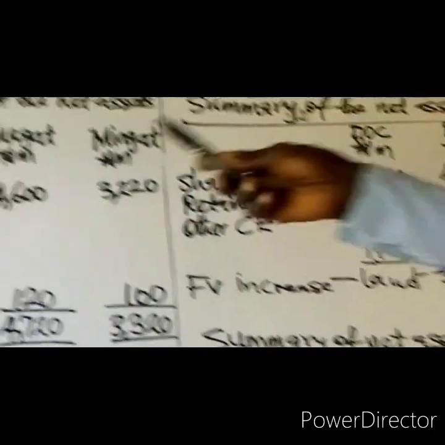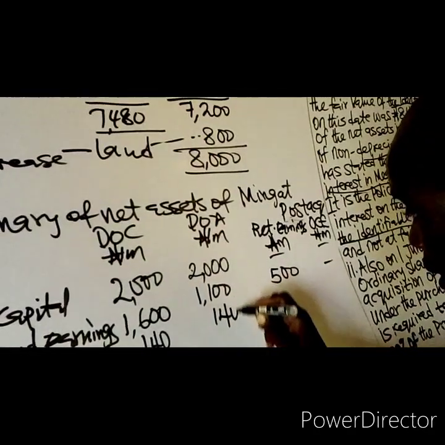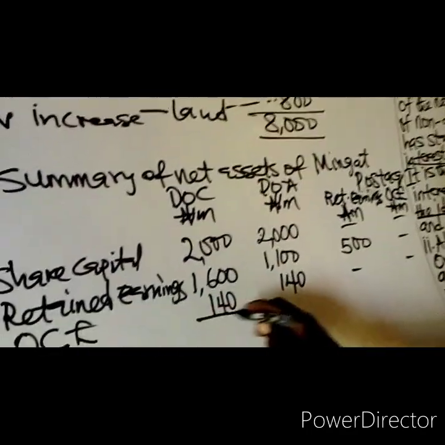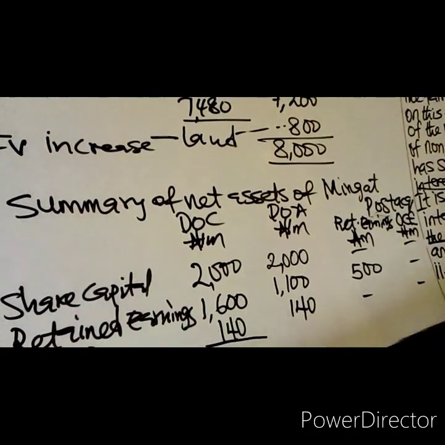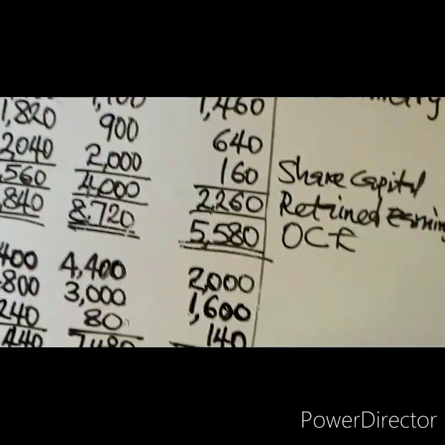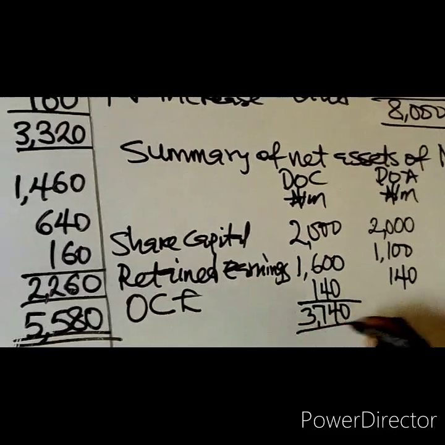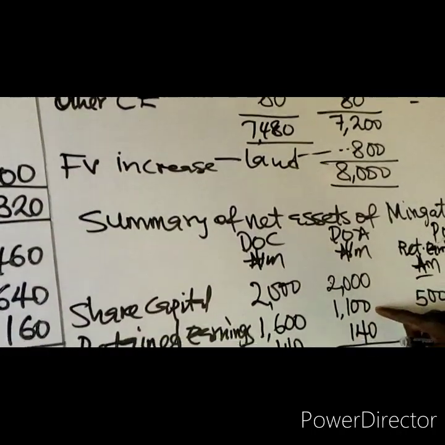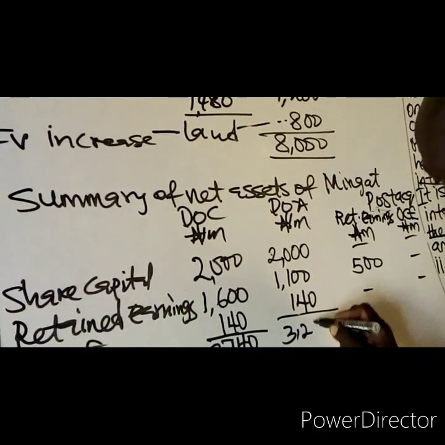Other components of equity at the date of acquisition is equally given to be 140 million. Therefore, post acquisition will be nil. Now, the total equity is given to be 3,740. Then if you sum up this, which is 3,100, 3,240.